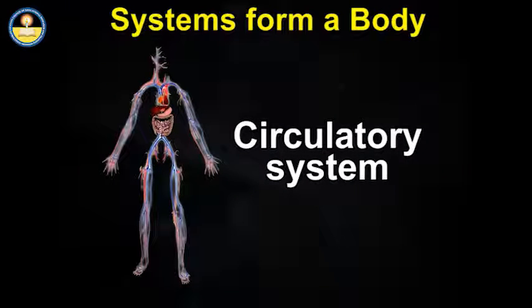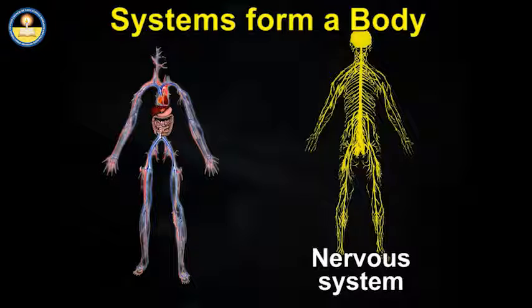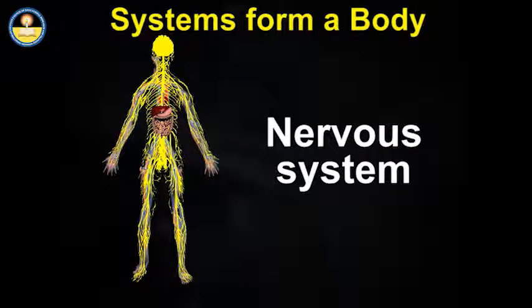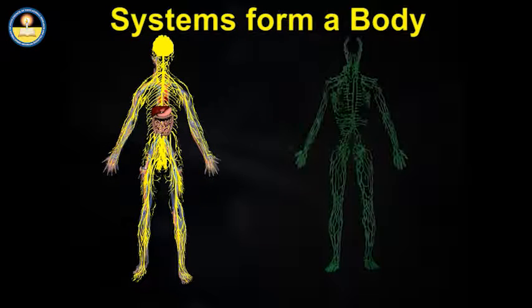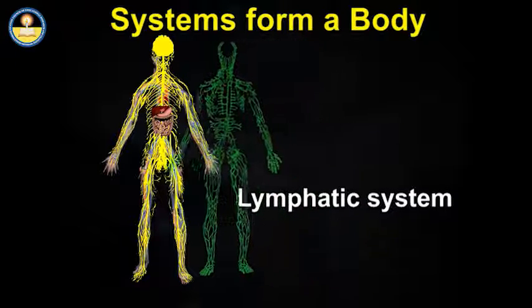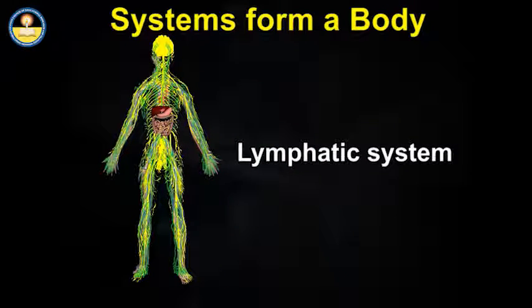Circulatory system transports nutrients, gases, hormones and waste throughout the body. The nervous system controls all physiological processes along with the endocrine system. This is lymphatic system. Its main role is to destroy and remove invading microbes.